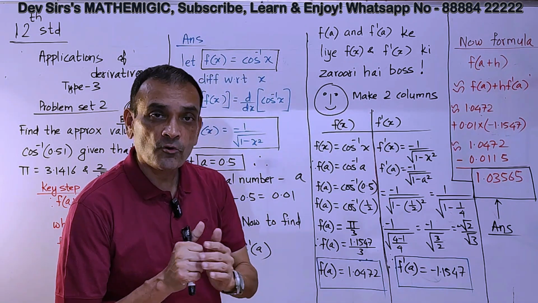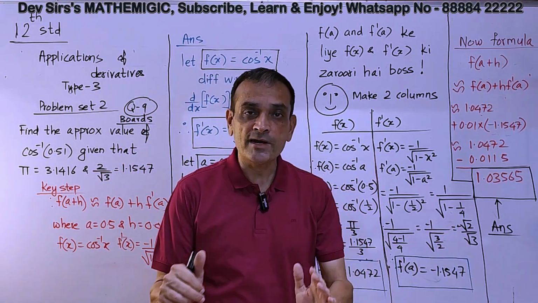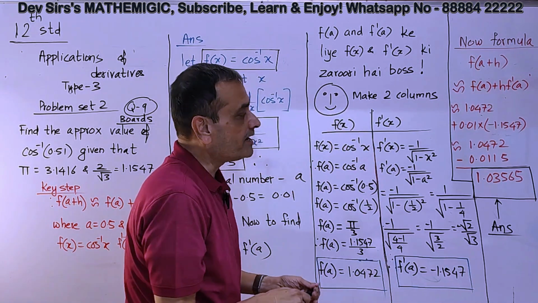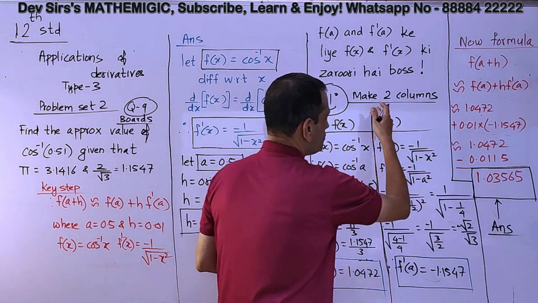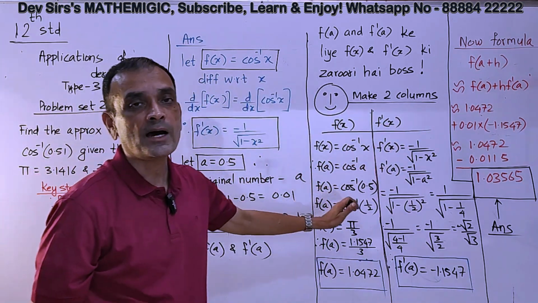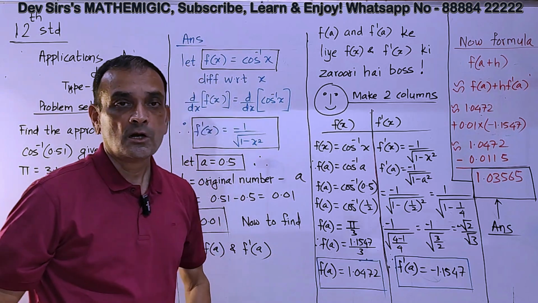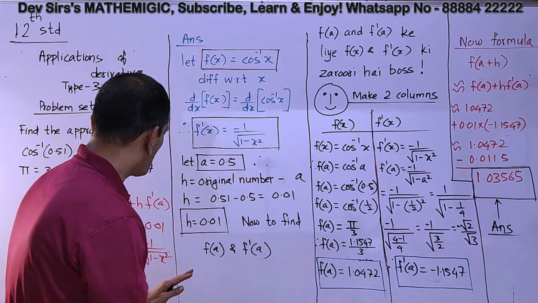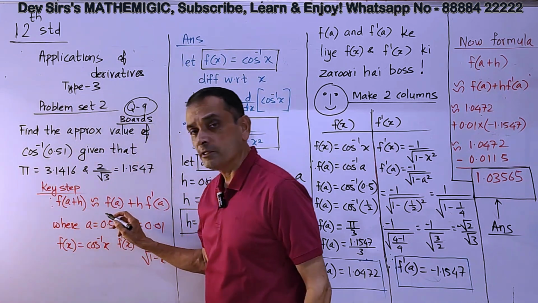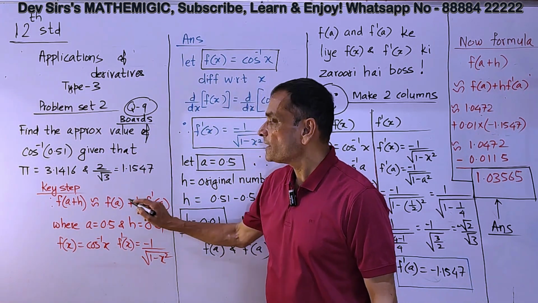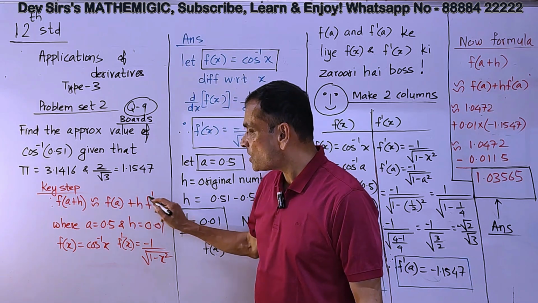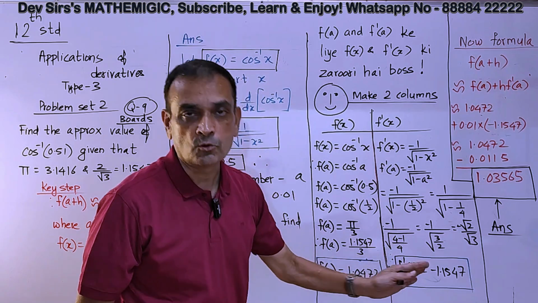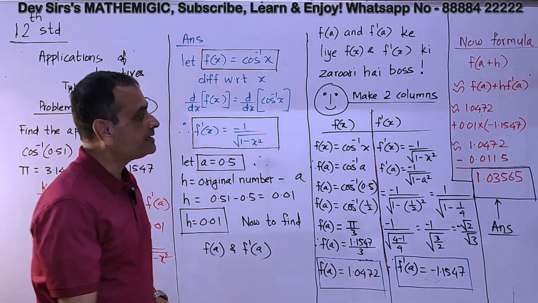Before finding f of a and f dash a, we should write f of x and f dash x in two columns. We are making two columns, and both will be together. This is the main part of approximations, to find f of a and f dash a. Why am I calling it the main part? Because the formula has exactly these. All these are important, f of a and f dash a. But for f of a and f dash a, we need f of x and f dash x, which we will now write in two columns.